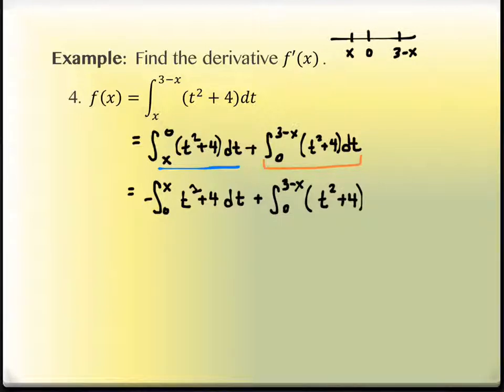So we're going to evaluate this. The first piece is going to be a negative. And then according to the fundamental theorem, what I should be able to do is take this x and plug it in everywhere that I have a t. Okay? So I'm going to get x squared plus 4.